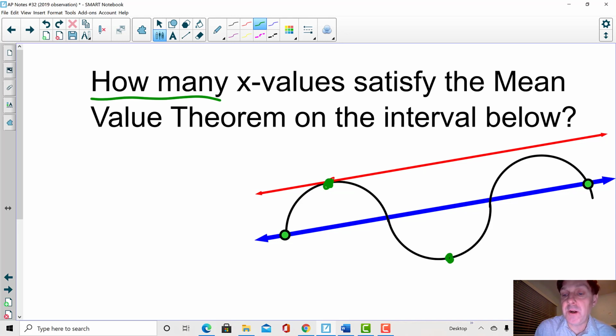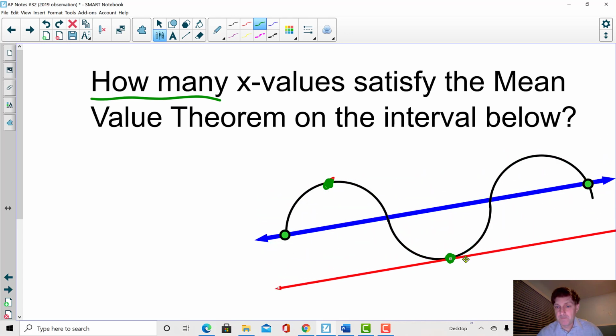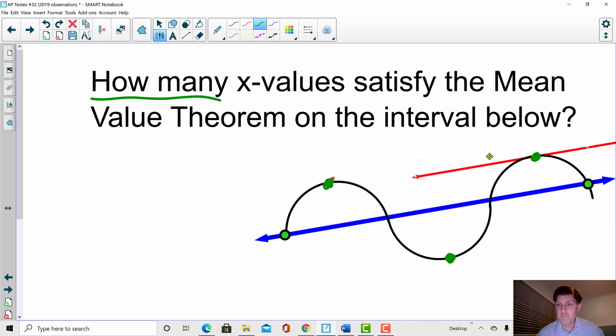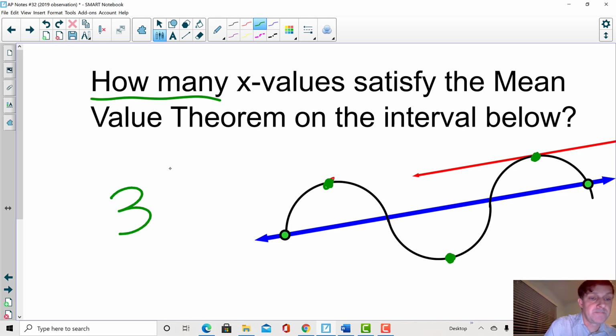Well, there's another one down here. That would be number 2. And then there's a third one up here. That would be number 3. So this example has 3 x values that satisfy the mean value theorem. Remember, the mean value theorem is just an existence theorem. It just says that there exists at least one, but there could be more. In this case, we had 3. Final answer for this one was 3.